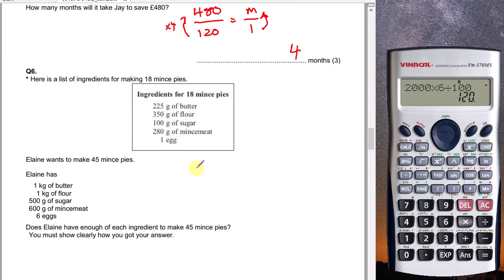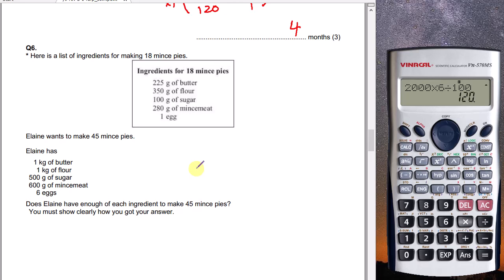Okay, let's go into here the list of ingredients for making 18 mince pies. She wants to make 45 mince pies. Does she have enough ingredients for 45? Probably easiest is to try and work out what you need to do to get from 45 to 18 and then see what happens. It is a ratio problem. We've got 225, and this is butter in grams, to 350 is flour in grams, to 100 grams of sugar, to 280 grams of mincemeat, to 1 egg, and this will make 18 pies.